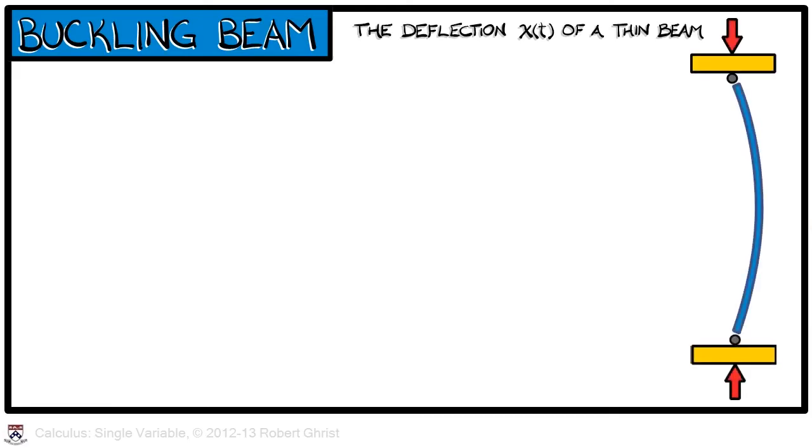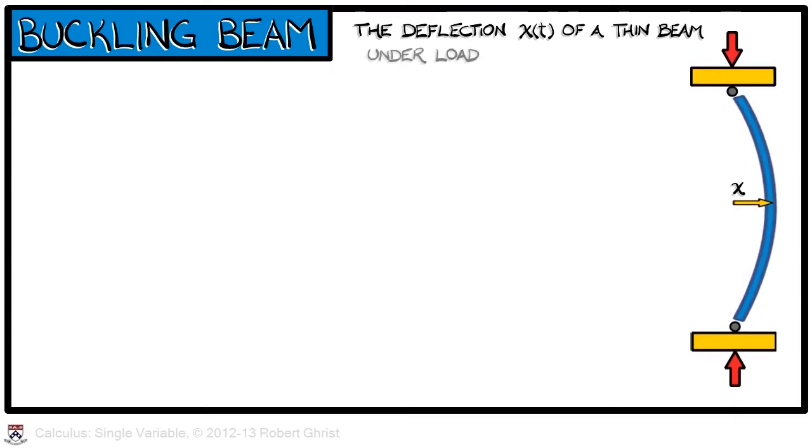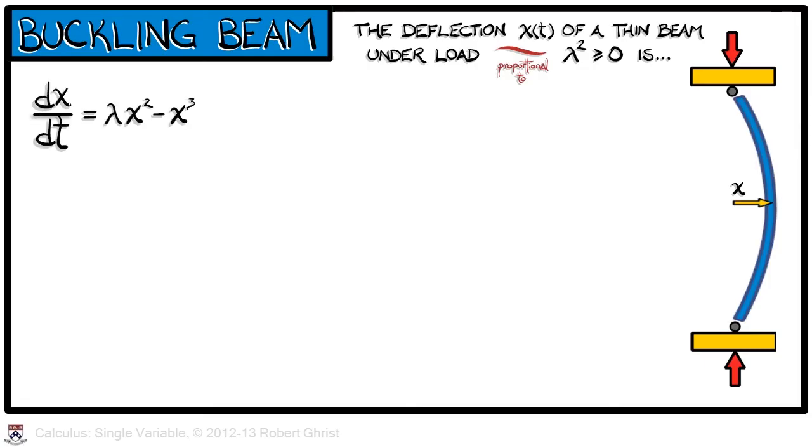Let's put this to use in a differential equation. Consider the deflection x as a function of time t associated to a thin beam that we've applied a force to. The question is, how does this deflection evolve? Well, if the load is proportional to a positive constant, lambda squared, then one simple model for this beam would be dx/dt equals lambda squared x minus x cubed.